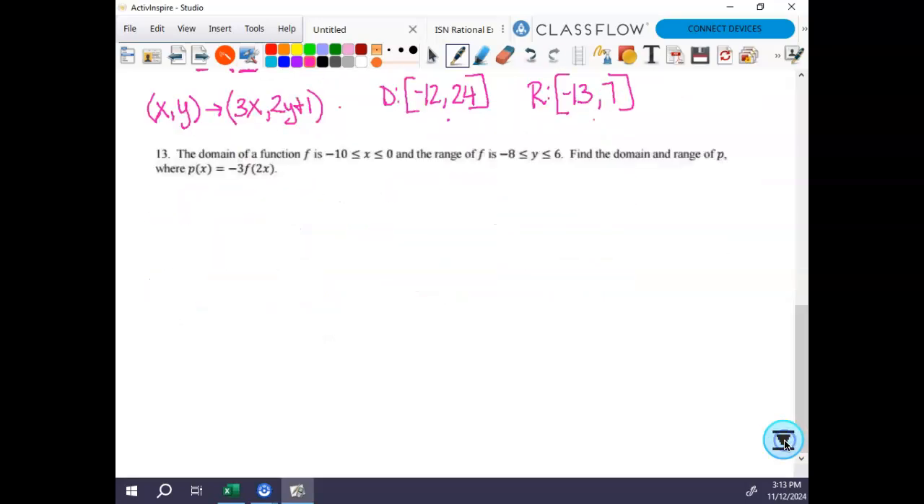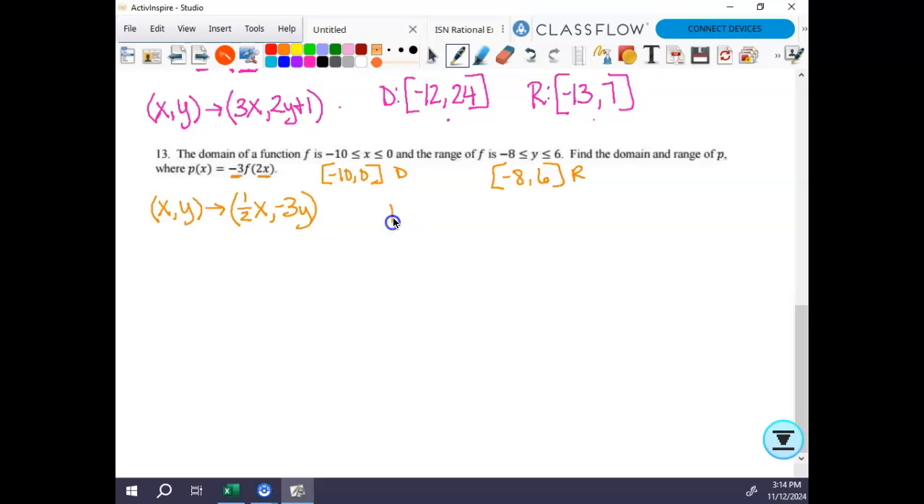Let's look at 13 here. I'm going to rewrite this. Negative 10 to 0. That's my domain. Negative 8 to 6. That's my range. Okay, and then my xy is going to map to... All right, so this is the only thing that is happening to x. That is a horizontal dilation of 1/2 because x is a liar, so all the lies are revealed when we take it out. And then this is affecting y, so this is negative 3y.